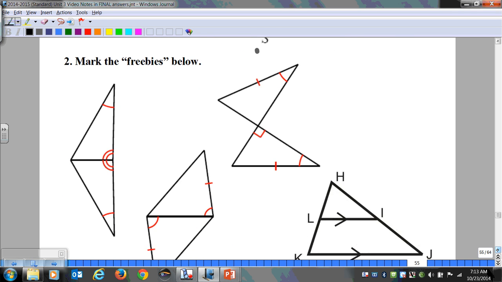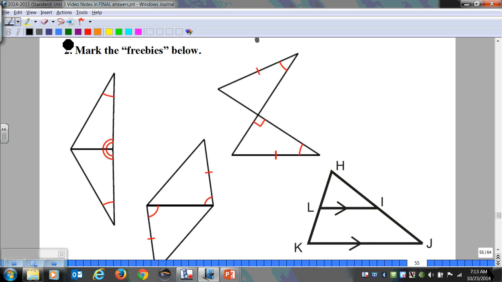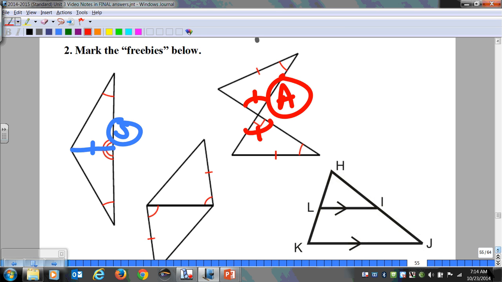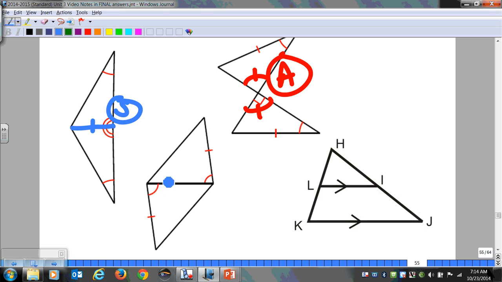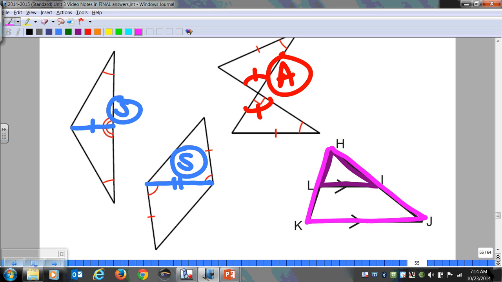You should have marked the freebies below. This one right here, there is a pair of reflexive sides. Mark it, hatch it, S for a pair of sides. Here, you have a pair of vertical angles. Mark it, hatch it, A for angles. Here, another pair of reflexive sides. Sweep, hatch, S for one pair of congruent sides. Here, we had two overlapping triangles. They exactly share the vertex H. Therefore, that's a reflexive angle, A for angles.